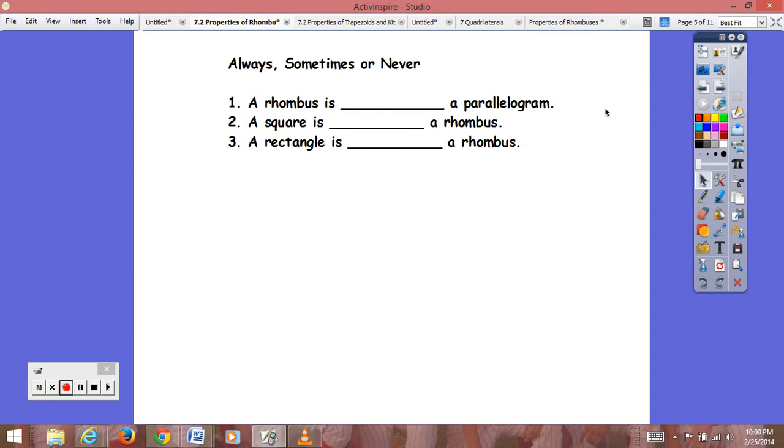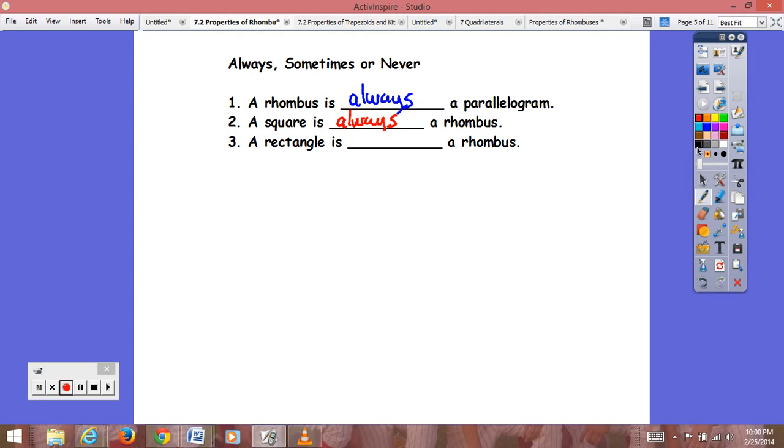So from there, we're going to do some always, sometimes, or never. Number one, a rhombus is blank a parallelogram. And as we know from our quadrilateral family tree, a rhombus is always a parallelogram. Next, a square is blank a rhombus, as we just saw on the last slide. For a quadrilateral to be a square, it has to be a rhombus, so a square is always a rhombus.